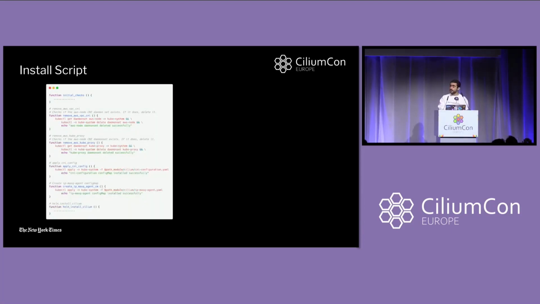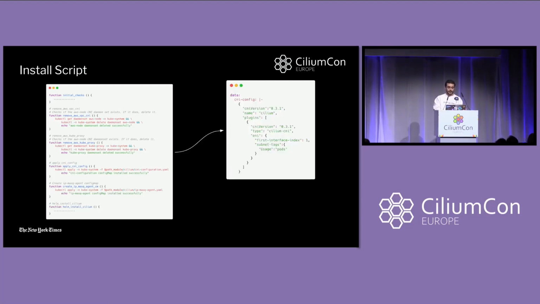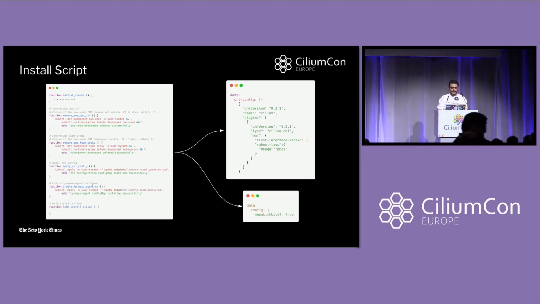To go through the script, first we need to remove the AWS CNI. After we remove that, we need to remove kube-proxy, and then install our CNI configuration, which, as you can see here, has some ENI config and also some other subnet tags. And then there are some masquerading configurations that we need to install.